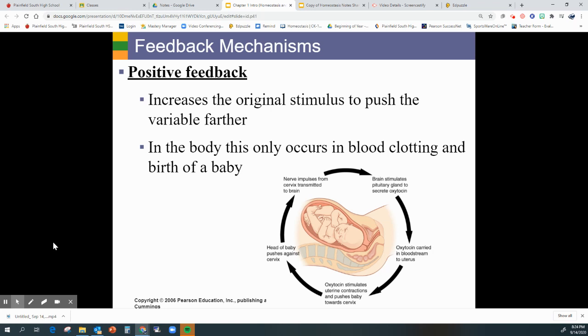I would also know the difference between positive and negative feedback. I would know which one is more common. Those are some of the questions that probably will show up on the quiz coming up on Friday. We're going to go ahead and stop there.